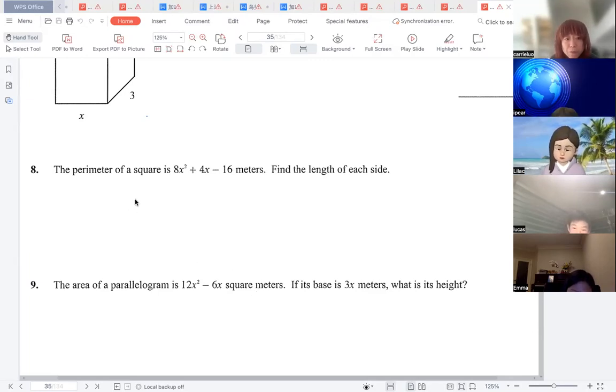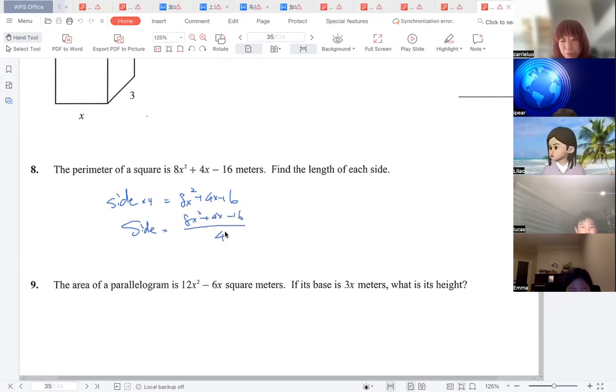Okay, so how do we do this? The perimeter of the square is calculated by each of the side times 4, right? So that means that each of the side times 4 equals 8x squared plus 4x minus 16, right? So side equals what? Equals 8x squared plus 4x minus 16 divided by 4. Understand, Lucas? In order to get the perfect answer score, you need to write every single thing. So 2x squared plus x minus 4.